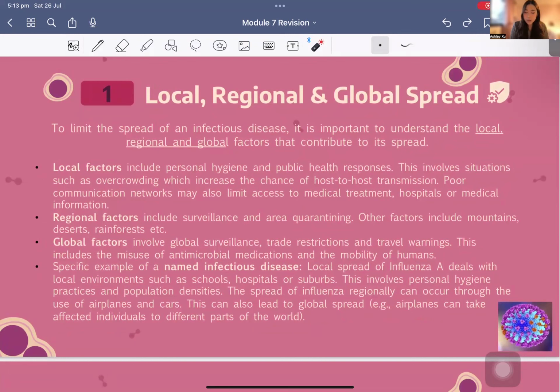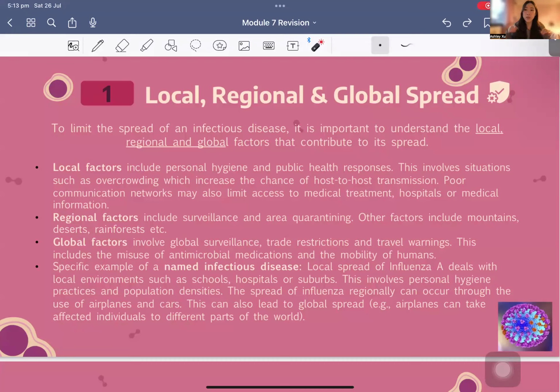Regional factors include surveillance and area quarantining, and global factors include global surveillance. So some regional factors can include whole area quarantining. Another thing is the pipelines.